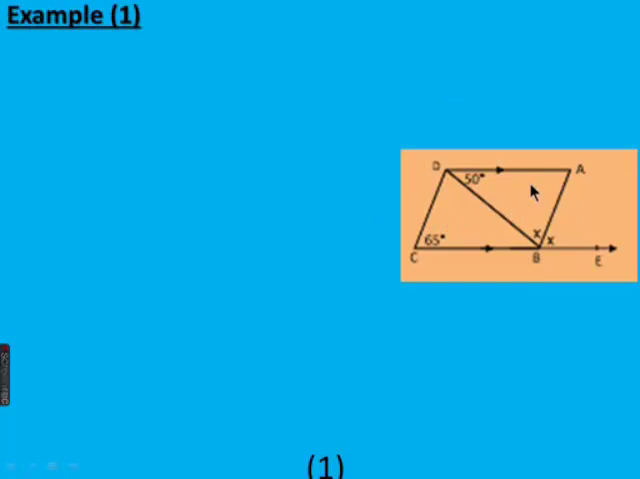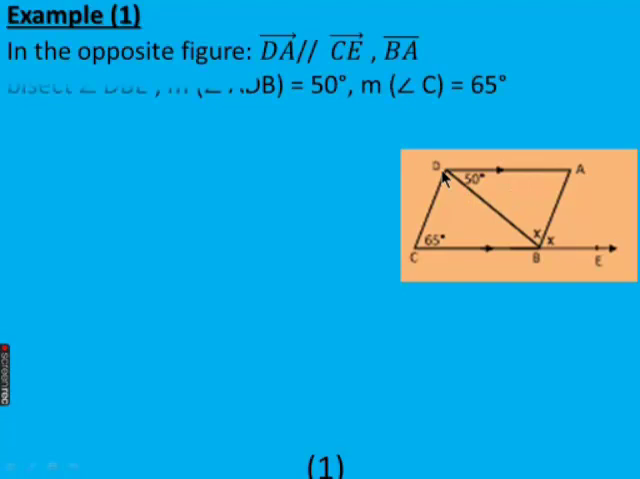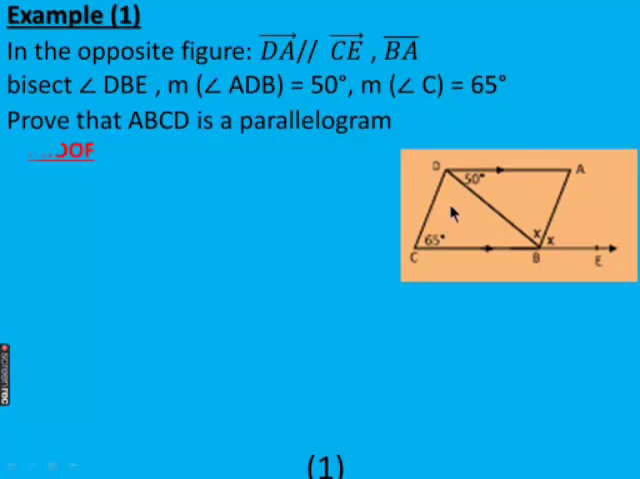Example 1: in the opposite figure, AD is parallel to CE. Look at the figure. AD is parallel to CE. Number 2, ray BA bisects angle DBE.